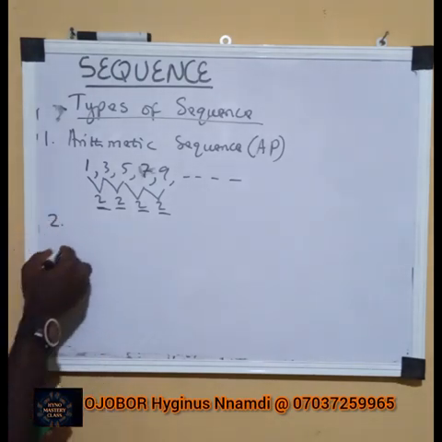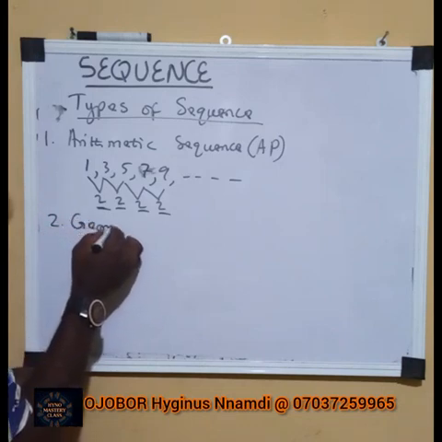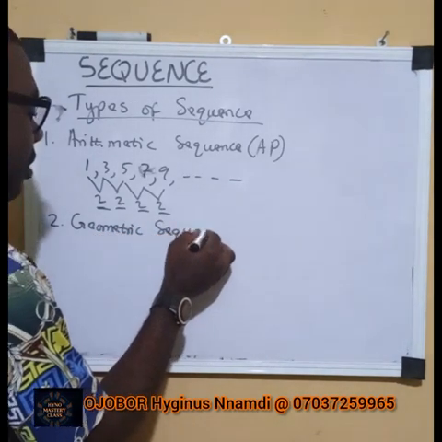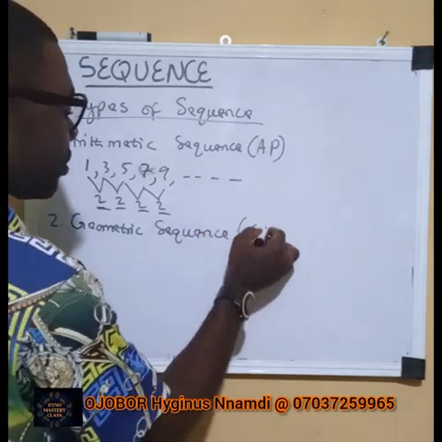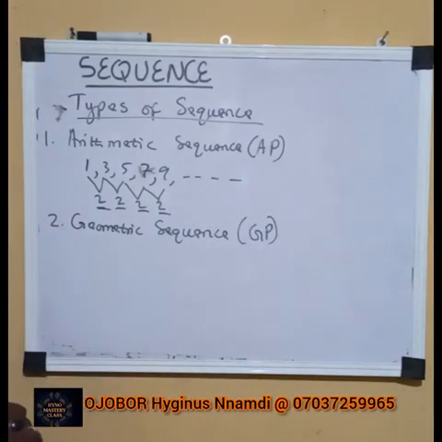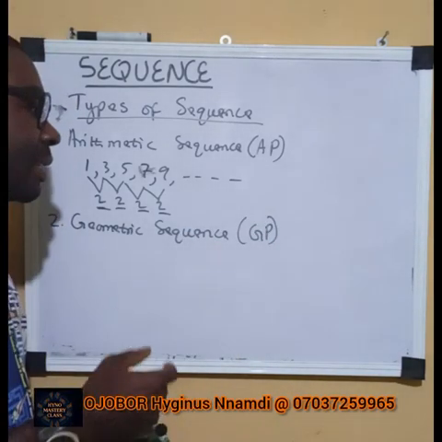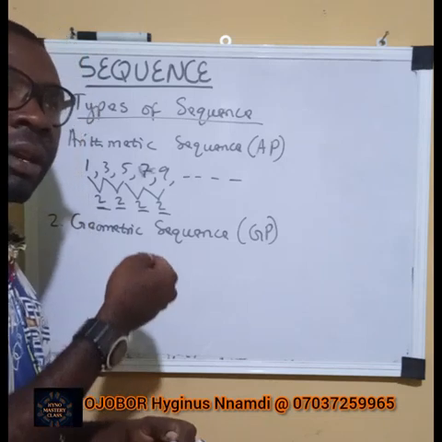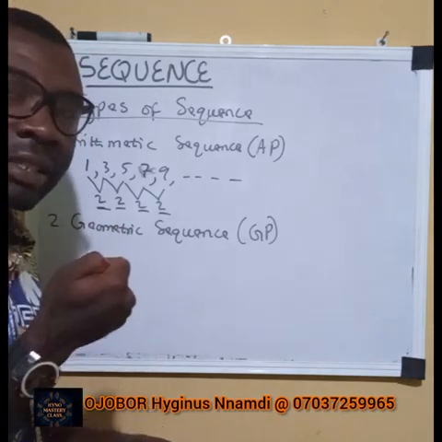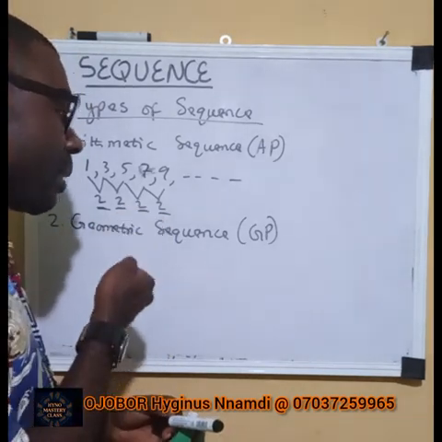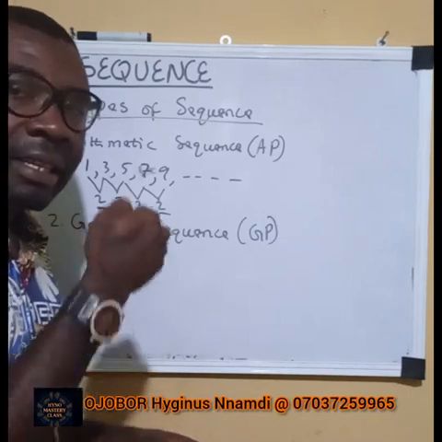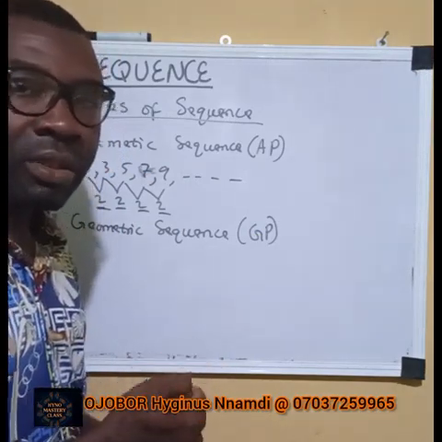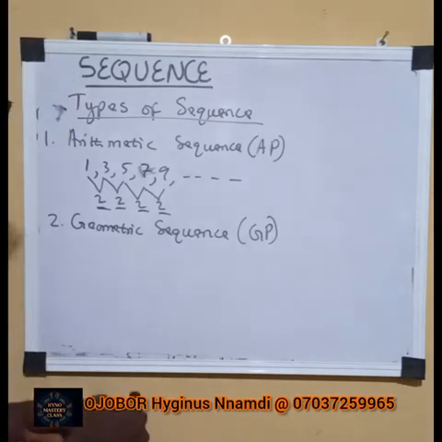Another type of sequence we have is geometric sequence. Geometric sequence is also known as geometric progression. Each term in this sequence is gotten by the multiplication of the preceding number by a constant number. When you multiply a number by a constant number, you will get the next number. When the sequence has this order, you call it geometric sequence or geometric progression.